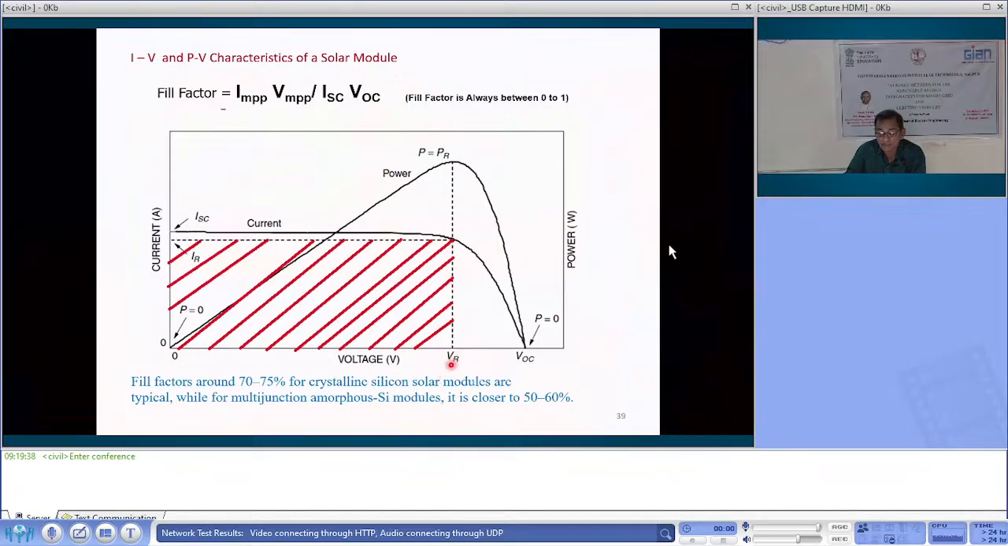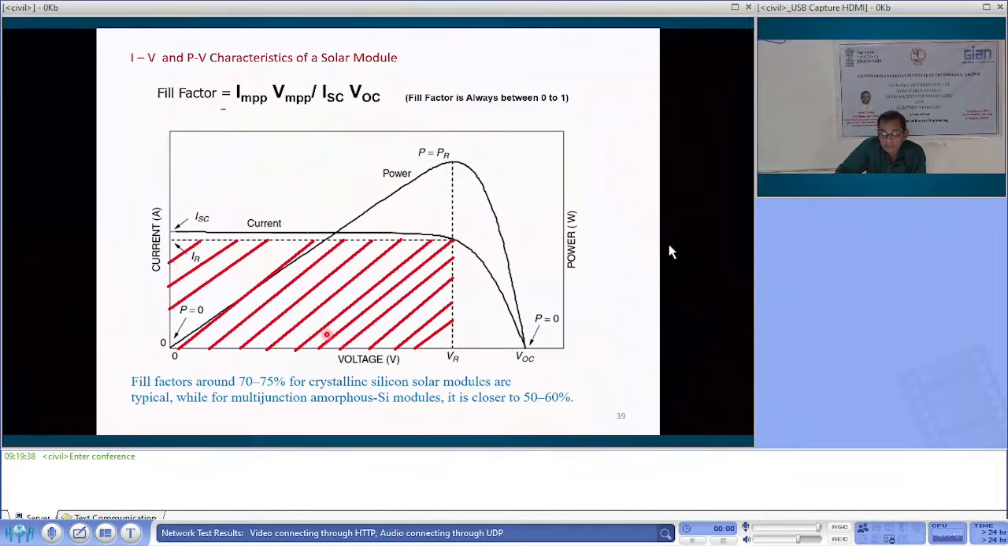This is the voltage, rated voltage, or VMPP, and this is the rated current, which is less than ISC, and IMPP. Now the squareness of the cell is very important, what I have shown with the red color shaded area. And I have mentioned here fill factor around 70 to 75% for crystalline silicon solar module. One can check from their manufacturer's data sheet, sticker that is pasted on the back, whether this value is there.